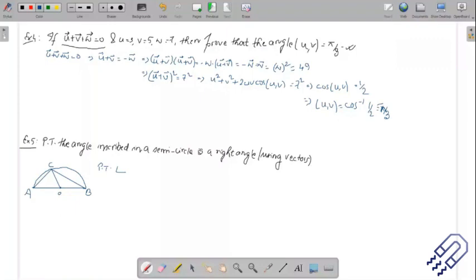Okay. So in general, we can actually consider vectors here, maybe. Okay. So this is A. Let's say this is A.